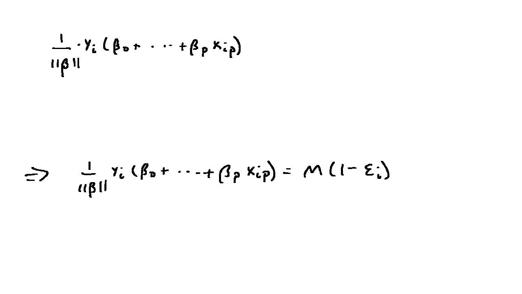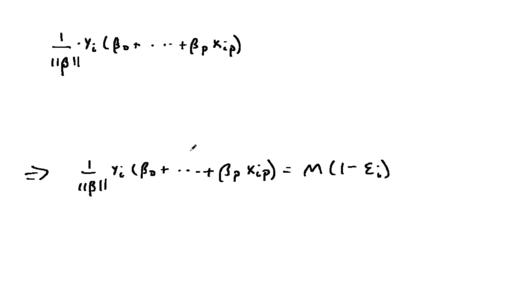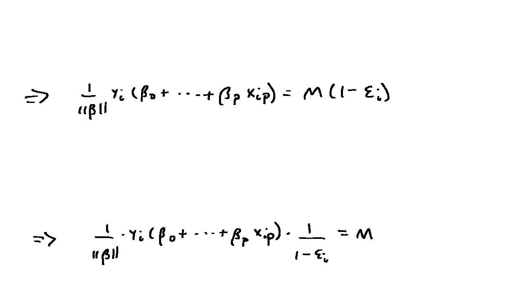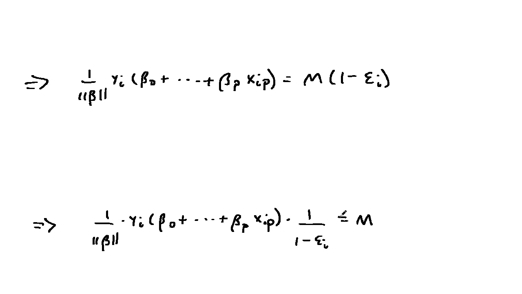However, the distance between x_i and the hyperplane is given by this, so that's equal to M times 1 minus epsilon i. Solving for M, we get this here.